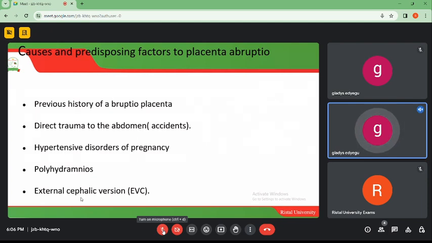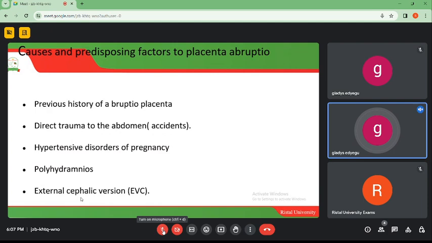Then hypertensive disorders of pregnancy can also cause that separation of the placenta. Then polyhydramnios, when there is increased fluid in the abdomen, it can also predispose to the separation. When the membranes rupture before the baby comes out, the force of that water coming out can also suck the placenta when it is located at the fundus, and it can easily separate due to the force and the pressure.